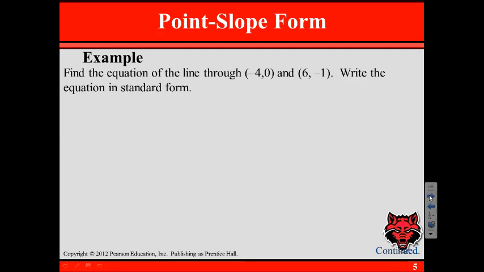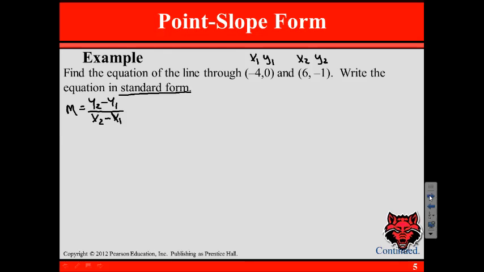Another example. Let's find the equation of the line through (-4, 0) and (6, -1). Write the equation in standard form. Again, standard form, x and y are on the left side, constants on the right side. Now, before we can begin and use point-slope form, we need a slope. So let's use the information given, x1, y1, and x2, y2, to find the slope. Hopefully you remember the slope formula. If you don't, it is m equals y2 minus y1 over x2 minus x1.